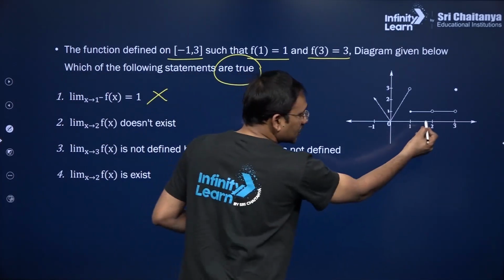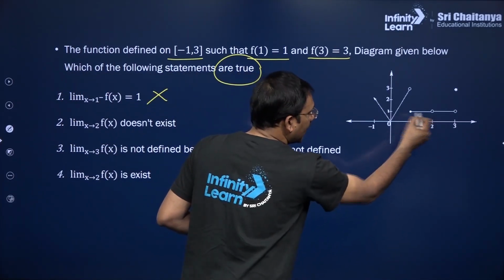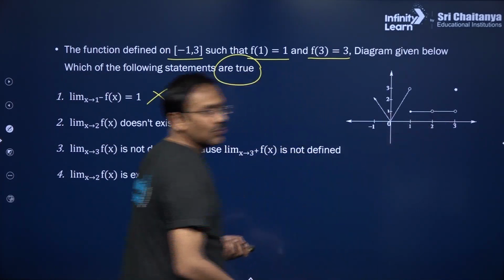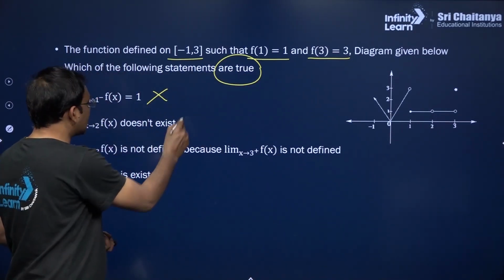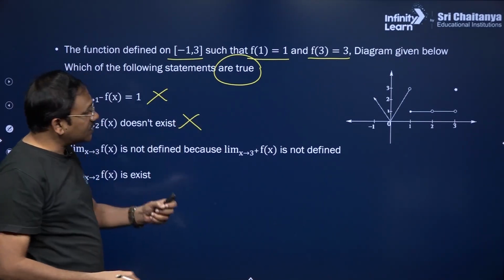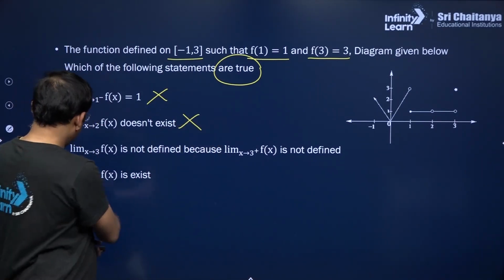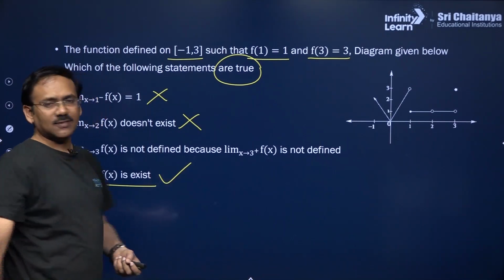Limit x tends to 2 f of x. You see, limit x tends to 2 means left hand limit is 1, right hand limit is also 1. So we don't bother about f of 2, my dear friends. So this does not exist is wrong, this exists and the limit is equal to 1. So this exists is the right answer, that is the thing.